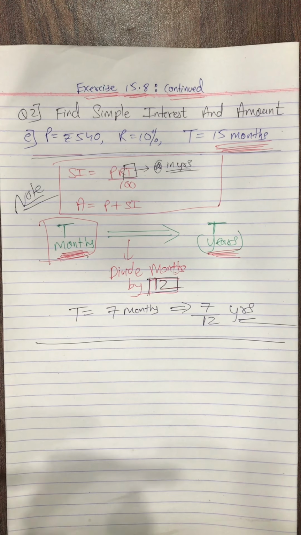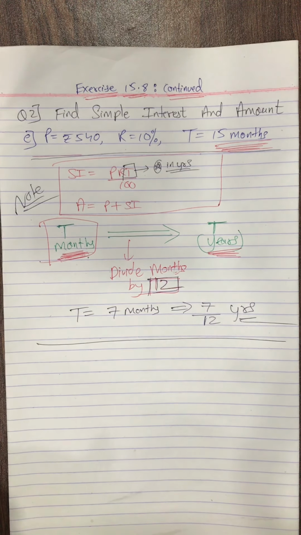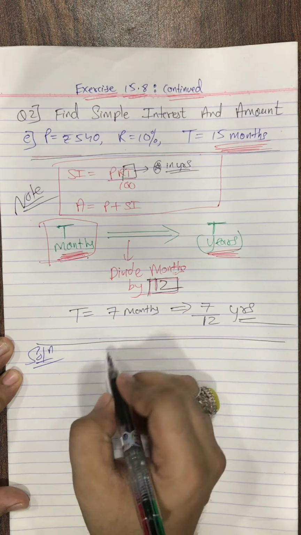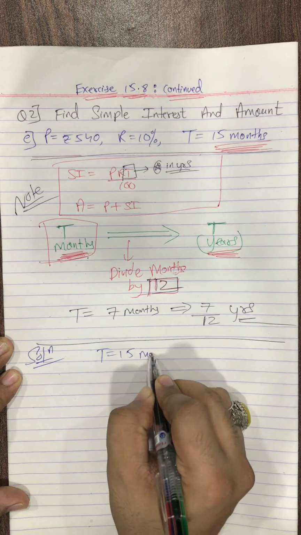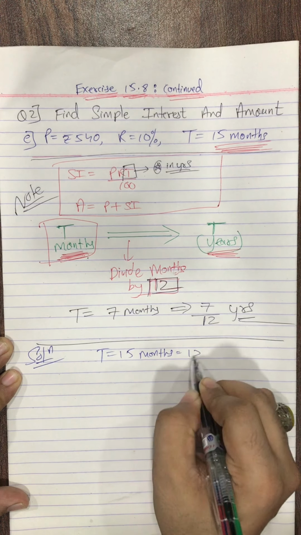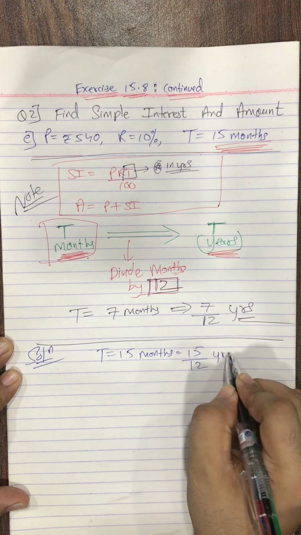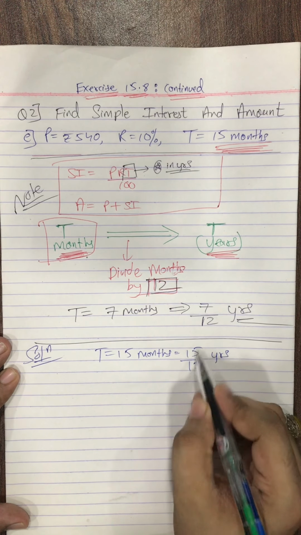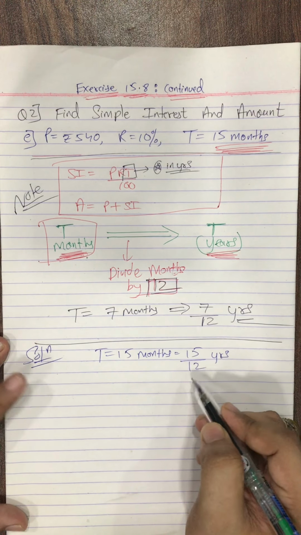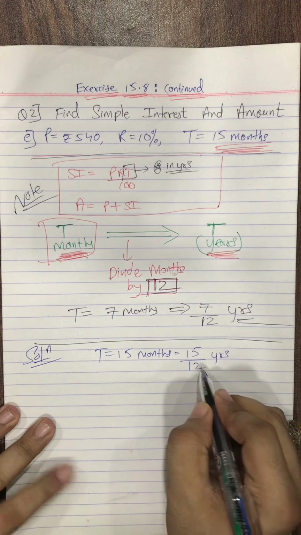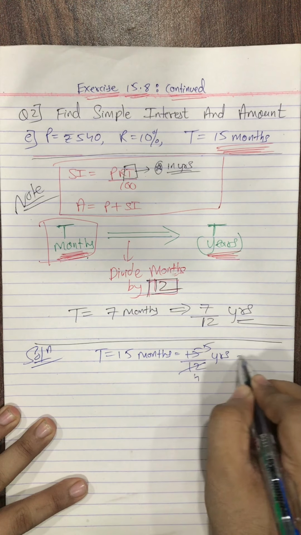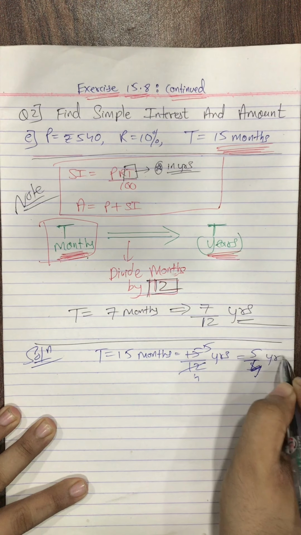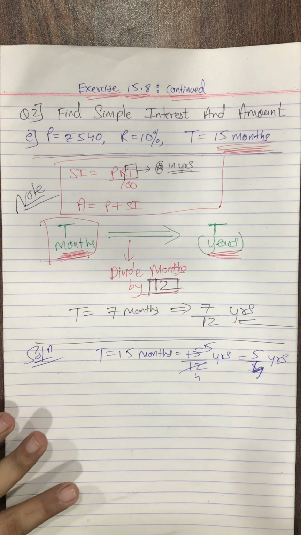Now the question is pretty simple. In the solution part, my time period T is 15 months. So I'll divide 15 by 12, and automatically it gets converted into years. Fortunately, this time I can see that the cancellation can be done and it can be reduced. 3 fours are 12, 3 fives are 15. So this becomes 5 upon 4 years.